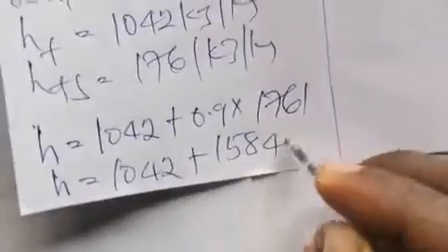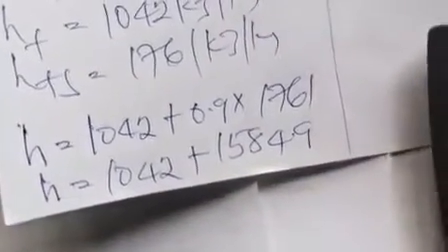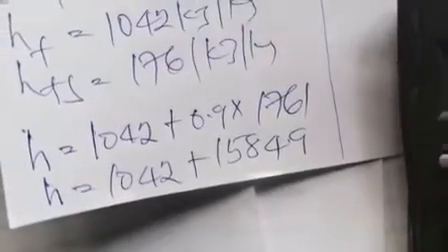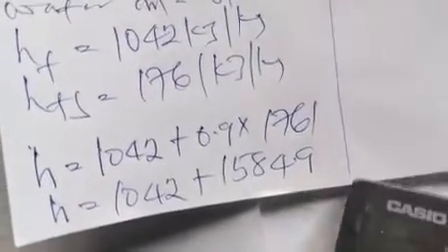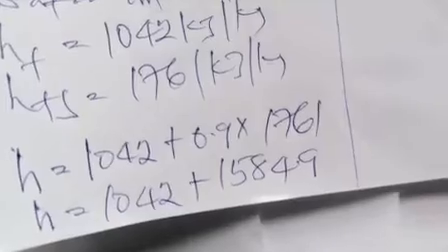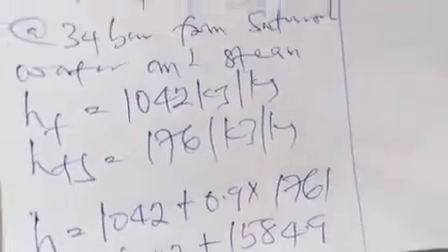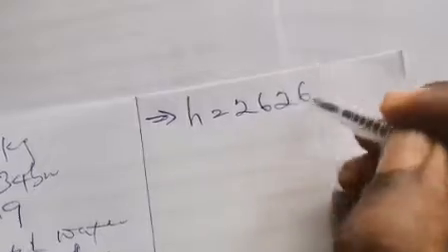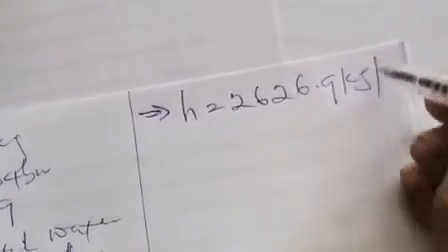So we have 1584.9. We can add these two together, plus 1042. That simply gives us 2626.9. So it means specific enthalpy H is simply 2626.9 kilojoules per kilogram.